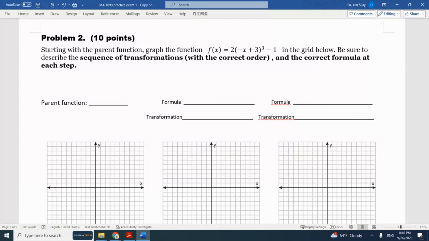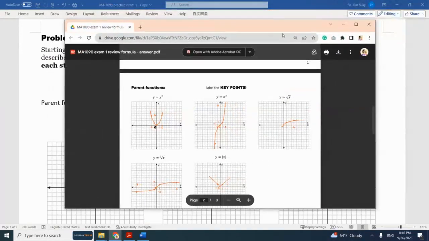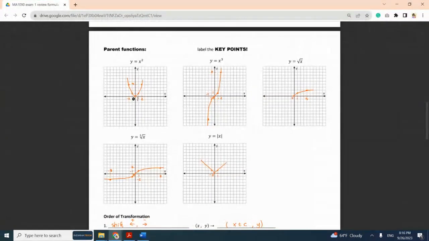Okay, so this problem, remember our parent functions? I gave you the review formula sheets, right? And we have 5 parent functions. They are x squared. X squared, what does it look like? And what are the key points of x squared? Do you remember? Okay, let me find the parent function. Okay, so I got it here. This is the parent function. So x squared, we care about 5 key points: (0, 0), (1, 1), and (2, 4).